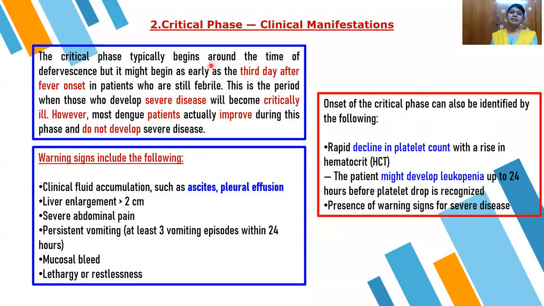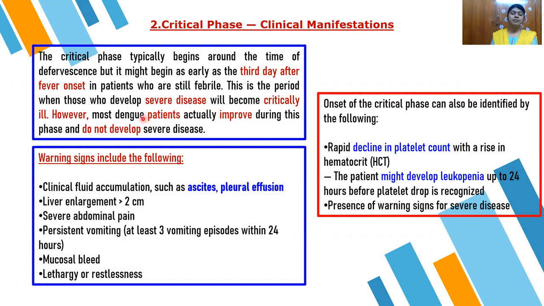The next phase is the critical phase. The critical phase typically begins around the time of defervescence, that is when there is a dip in the temperature. But it can also start as early as the third day, when the patient is still suffering with fever.